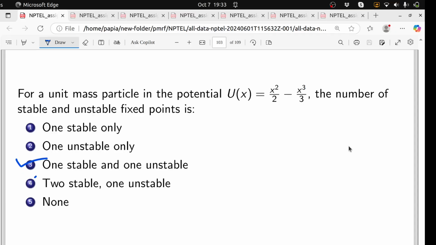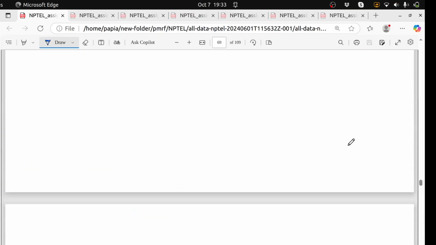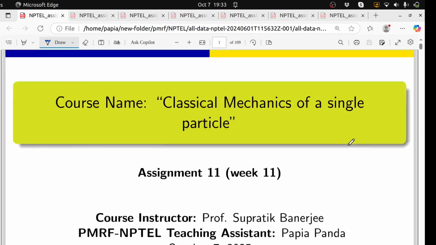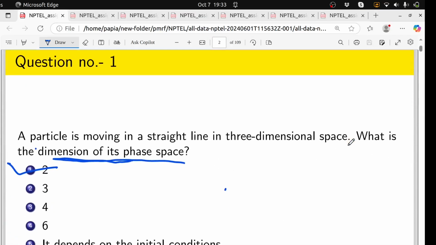Okay, so maybe I can just go through the questions again. So this is basically talking about the phase space trajectories. This question is 2, the answer is 2.